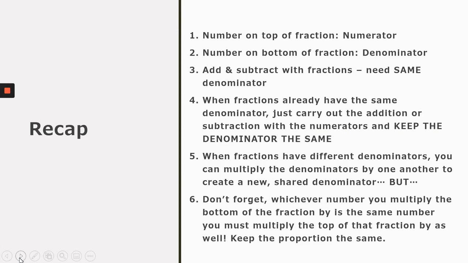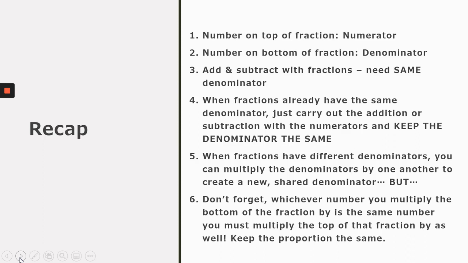Firstly, the number on the top of a fraction is called the numerator, and the number on the bottom of the fraction is called the denominator. That's very important to understand because we're going to be using those terms a lot. When we add and subtract with fractions, we need to make sure that before we do the addition or the subtraction, we have the same denominator for both parts of the problem, so that both fractions will need to have the same denominator. Sometimes they already have that same denominator in the problem, in which case you just carry out the addition or the subtraction with the numerators and you keep the denominator the same.